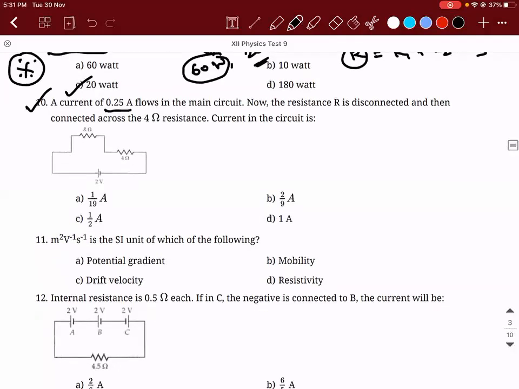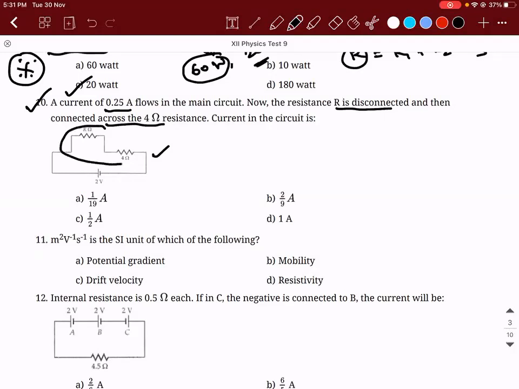There is a current of 0.25 ampere which flows in the main circuit. Now the resistance R is disconnected and connected across a 4 ohm resistor. The current in the circuit now is? So initially, the main circuit is something like this. Then it is connected across the 4 ohm resistor. So this is the main circuit. When this is the main circuit, what is going to be the current that is flowing? 0.25 ampere is flowing, right?